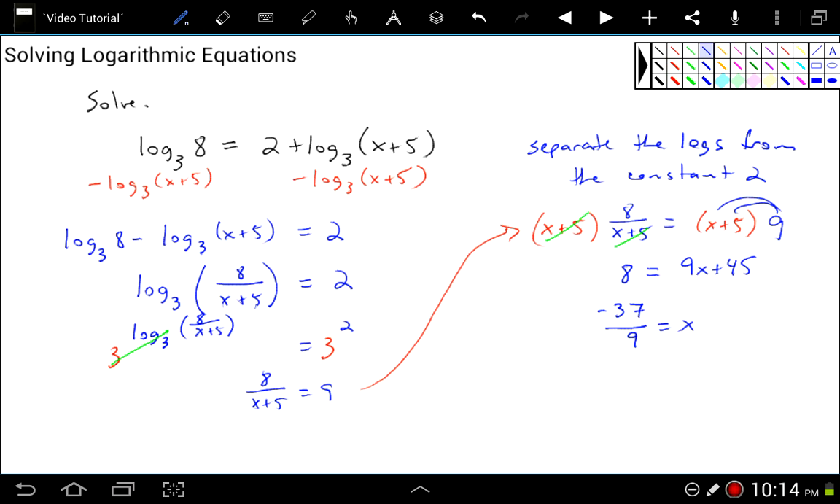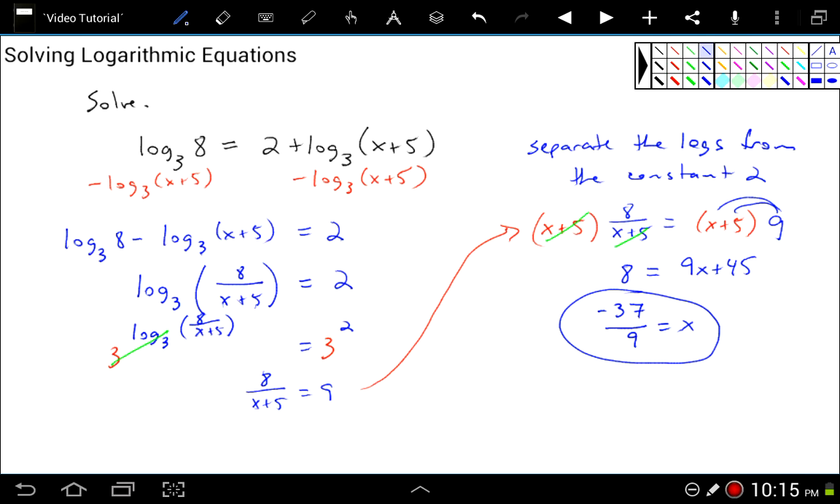Now if you plug negative 37 ninths in for x, let's see what happens. Negative 37 ninths is a little bit bigger than negative 4, so negative 4 point something. Negative 4 point something plus 5 is a positive number. So since I don't get a log of a negative, this is a valid solution. In the previous example, the numbers were much simpler, so I literally plugged it in and made sure the whole equation made sense. In this case, it's a bit harder to do that, so all I'm going to do is verify that I don't get a log of a negative.